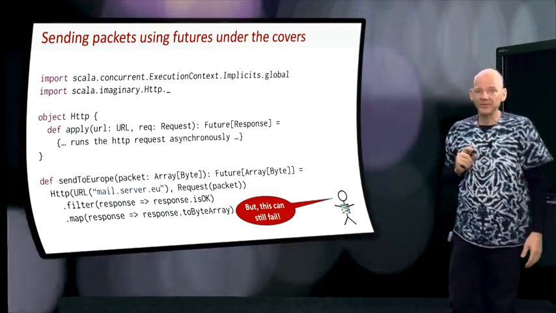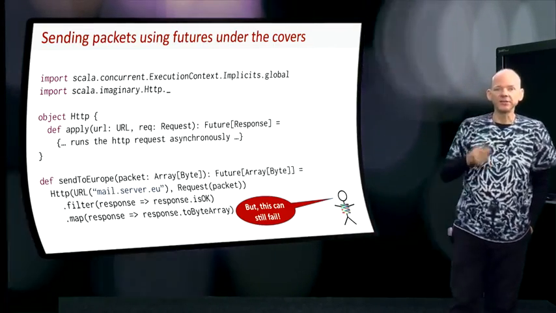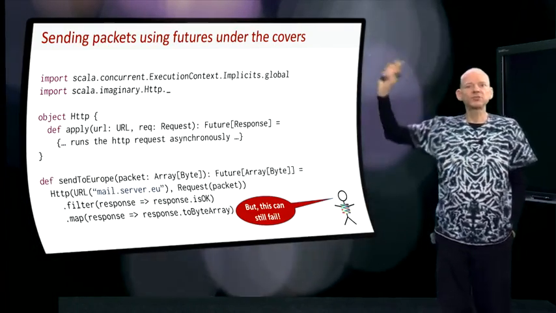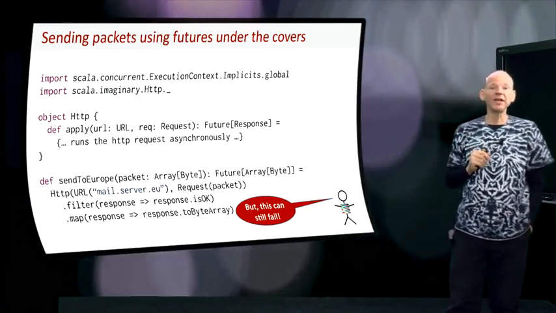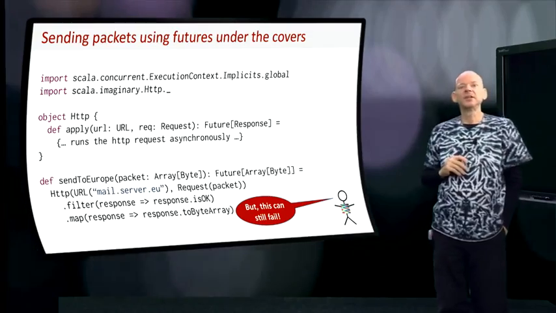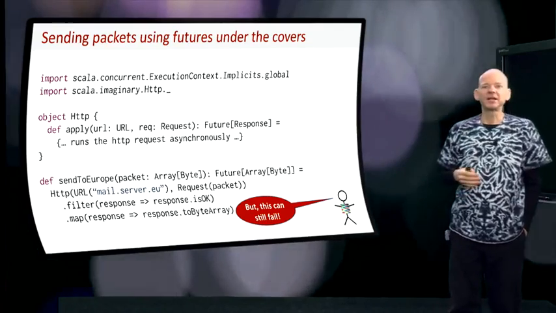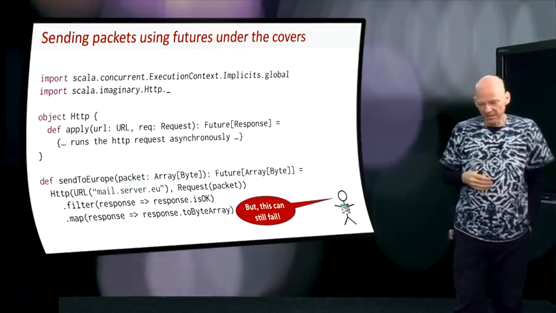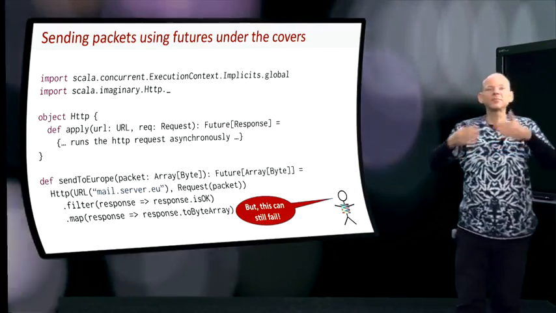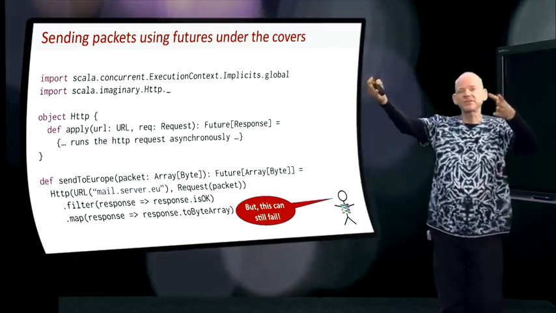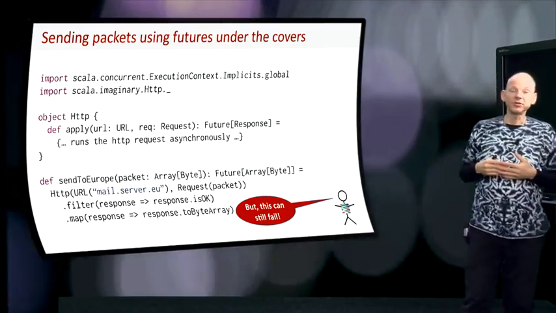So now how can we implement send packets from the US to Europe and back with this? Well, we first create a URL to some server in Europe. We create a request from the packet, and then we call that, we then filter such that the response is okay, and then we map the response back to an array of bytes. Now, this is still not safe in the general sense because it can still fail, because maybe the network is down, so this packet will not reach Europe.